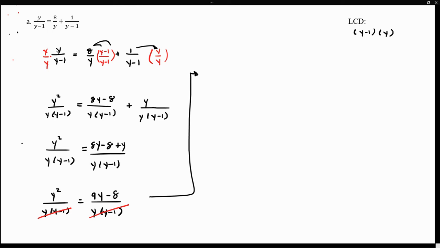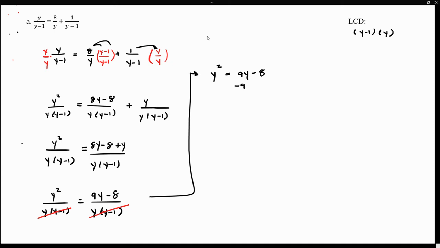I have the equation y squared on the left and 9y minus 8 on the right. And now I want to solve for this. So if I solve for this equation, it is equivalent to solving for the original. But this equation is easier to solve since there is no fractions involved. So let's just solve for this.